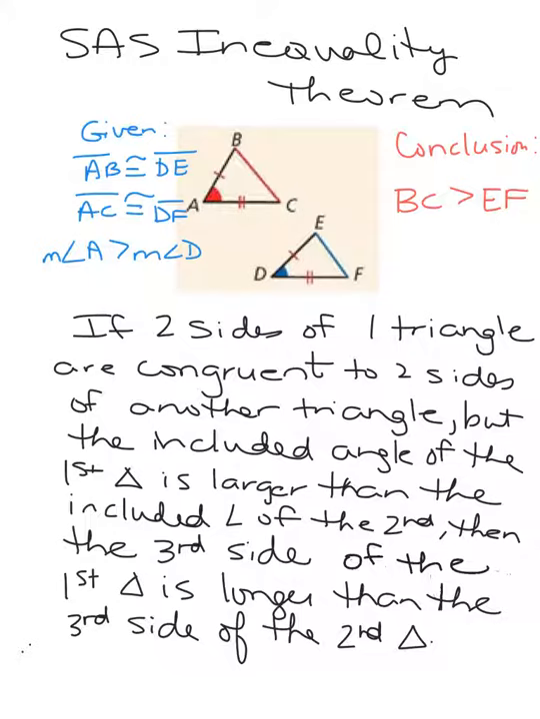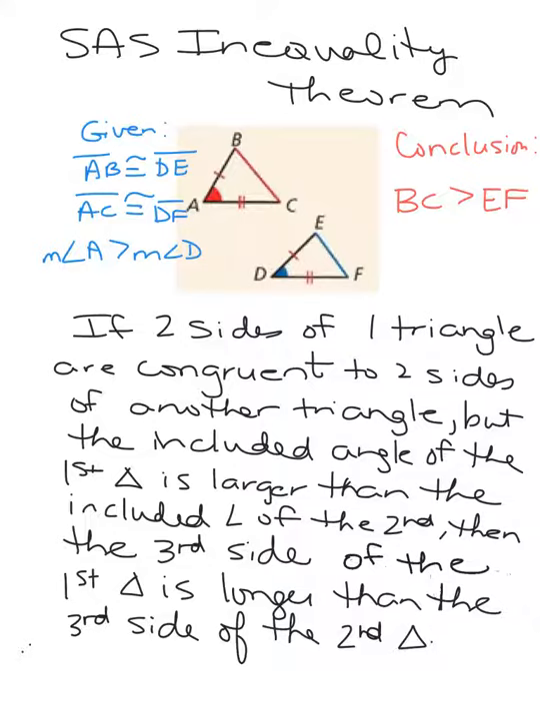It says, if two sides of one triangle are congruent to two sides of another triangle. So in the SAS, both S's are congruent, but the included angle of the first triangle is larger than the included angle of the second, then the third side of the first triangle is longer than the third side of the second triangle. Now I know that's really wordy, so let's just take a look at the diagram.